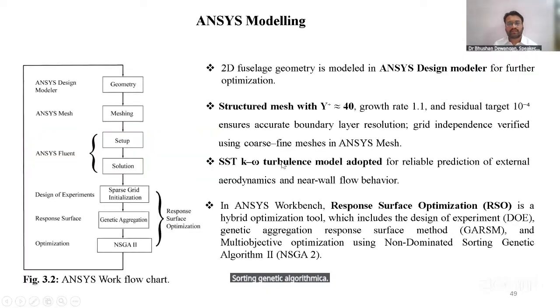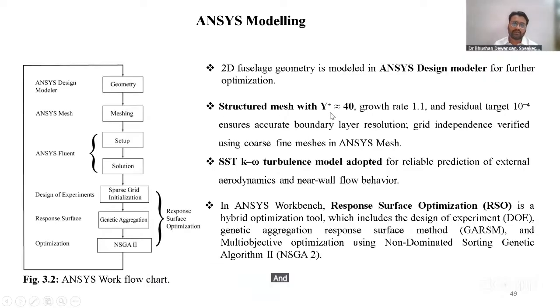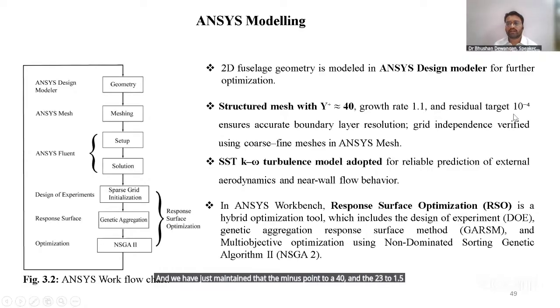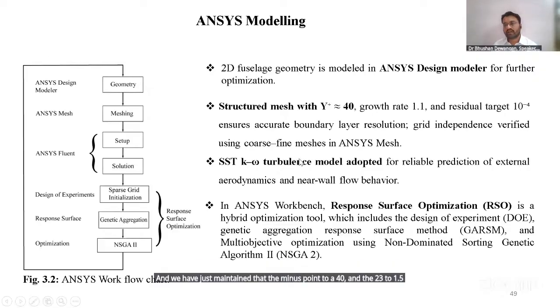Here I have also used a turbulence model, because we have to replicate the flow condition across the body. So we used the SST k-omega turbulence model. It is by default there in ANSYS, I think. And we maintained the y plus value of 40, a growth rate of 1.1, and a residual target of 10 to the power minus 4. So that we get accurate boundary layer resolution, and grid independence was verified using coarse and fine meshes.